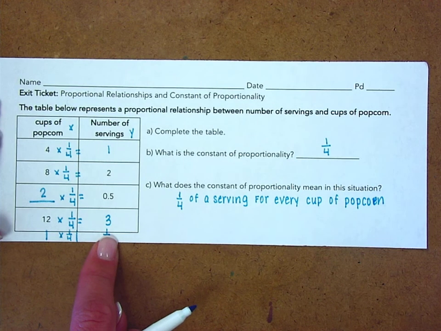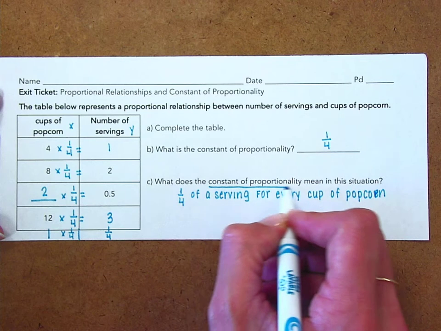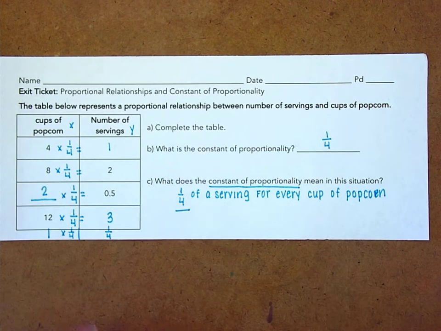The key to remember is when you're asked what does the constant of proportionality mean in this situation, you need to make sure that your constant of proportionality is being accurately described and used in that statement. Use that table to help you.